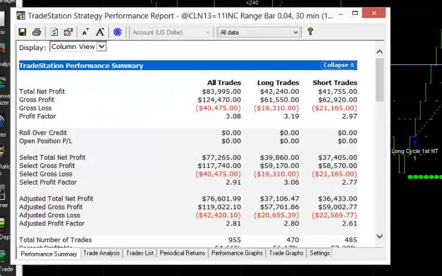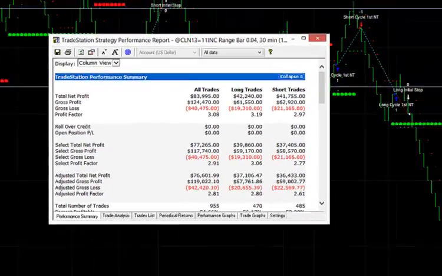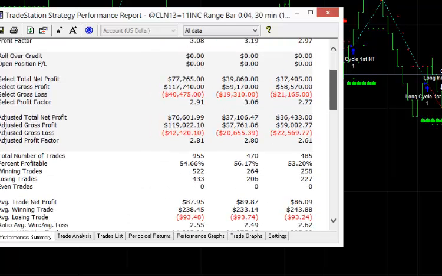If we have a look at our benchmark stats, remember that we always want to be looking at how the system's performed. We've got 89k on this strategy as our backdrop to its performance. It's running at 54%. It's got an average trade net profit. That's the key for me, 87.95.